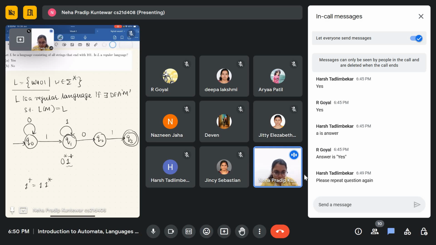So currently we are at q2, and there is a transition from q2 on reading a 1, but there is no transition on reading a 0. So I'm asking you, where should I draw the arrow?